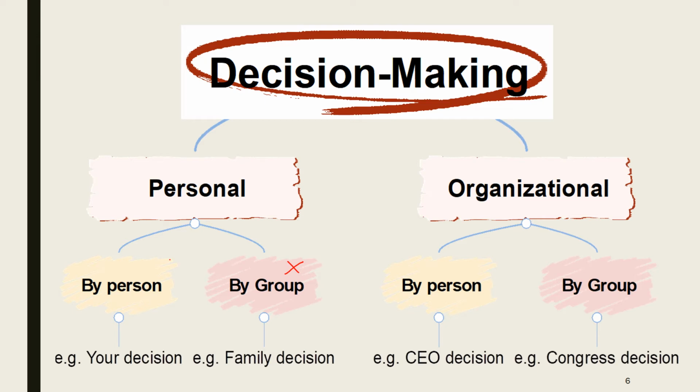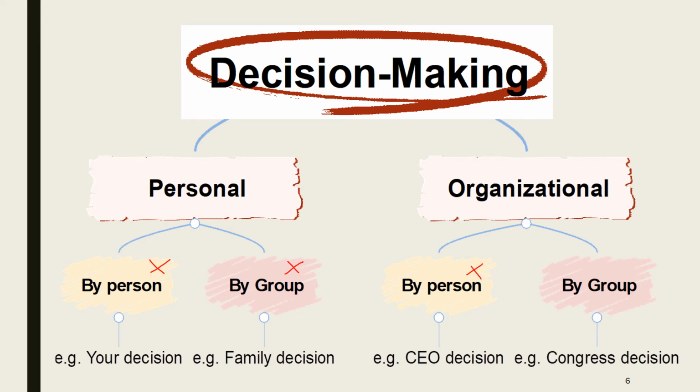So we talked about the personal level from two perspectives or two types of decision makers, by person or by group. It's the same situation if we are talking about the organizational level. In an organization or in big companies, you may find the CEO usually makes the decisions regardless of the perspective of his employees, for example. So in this case, it's an organizational decision problem and the decision is made by a person.